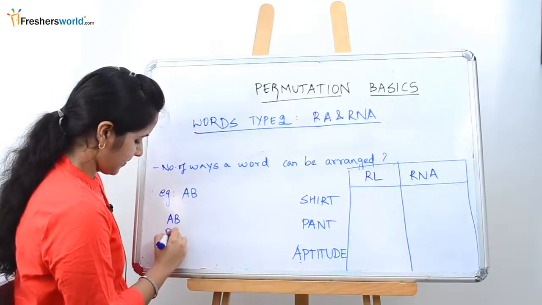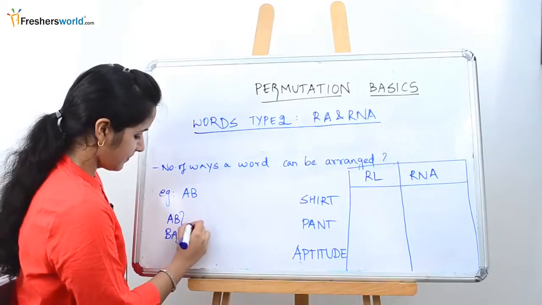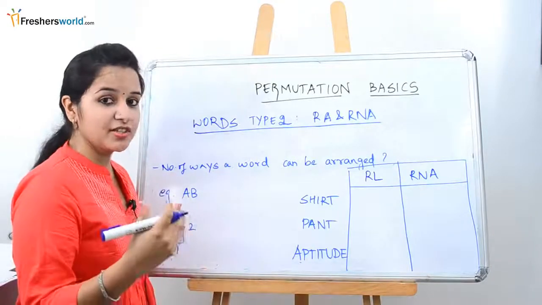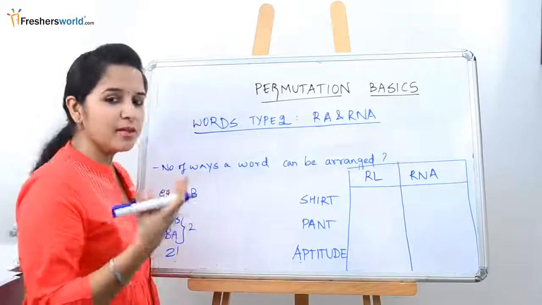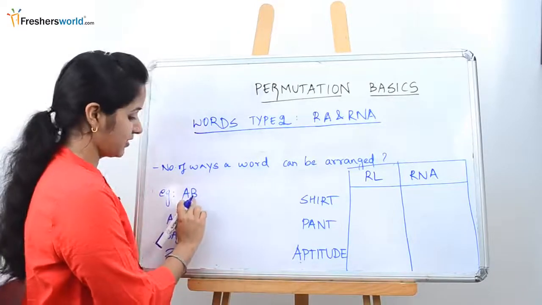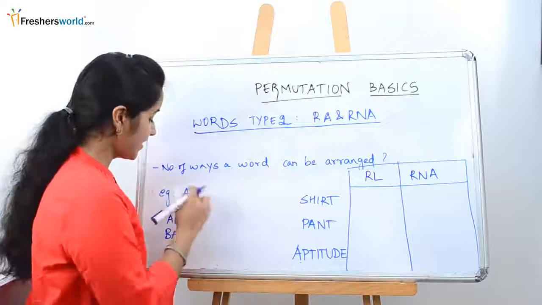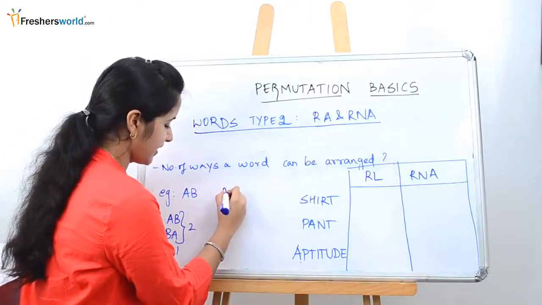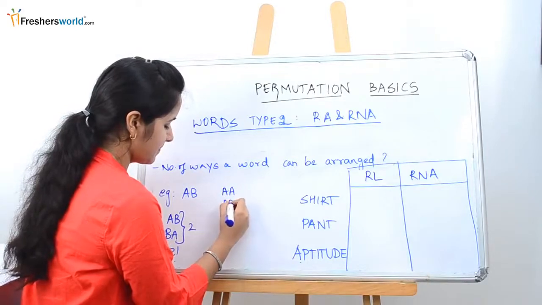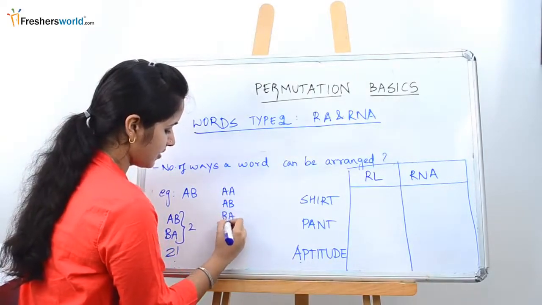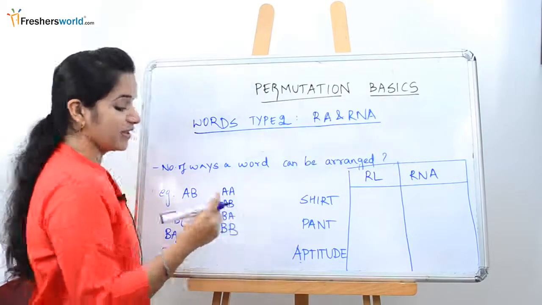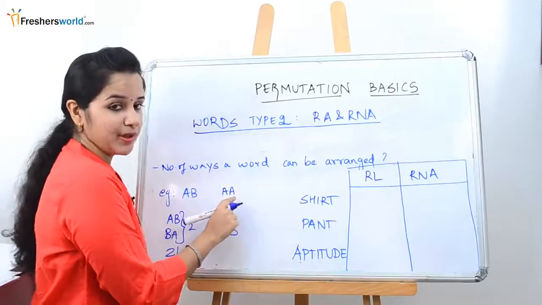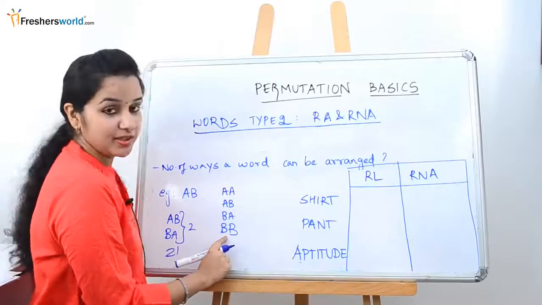AB, BA, which is nothing but 2 factorial ways we can arrange it. What if the condition is repetition is allowed? What do we mean by repetition is allowed? There are 2 letters. Repetition is allowed means A can be repeated twice. So AB can be written as AA, AB, BA, BB. In case of repetition allowed, A itself can be repeated twice and B itself can be repeated twice.